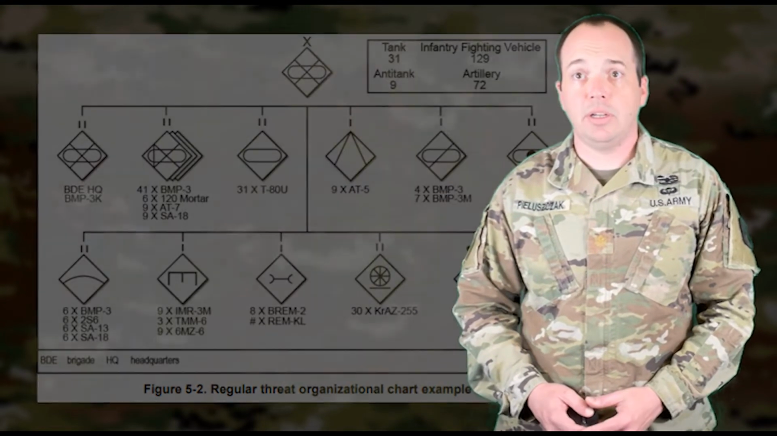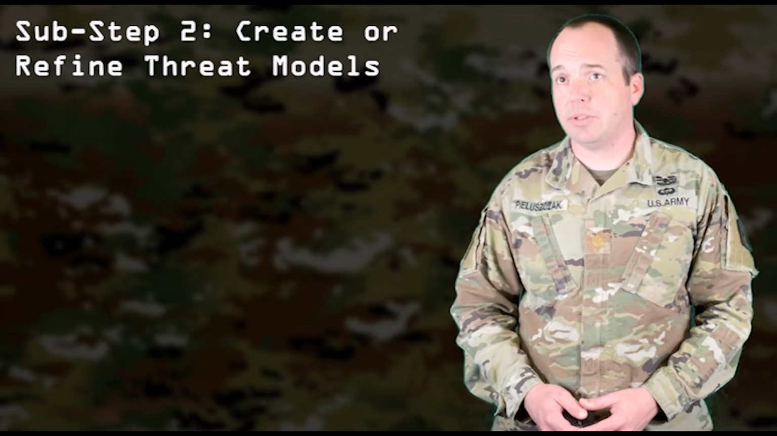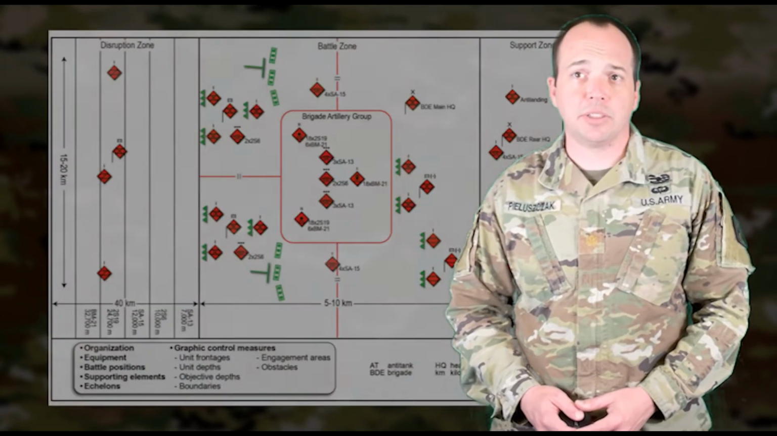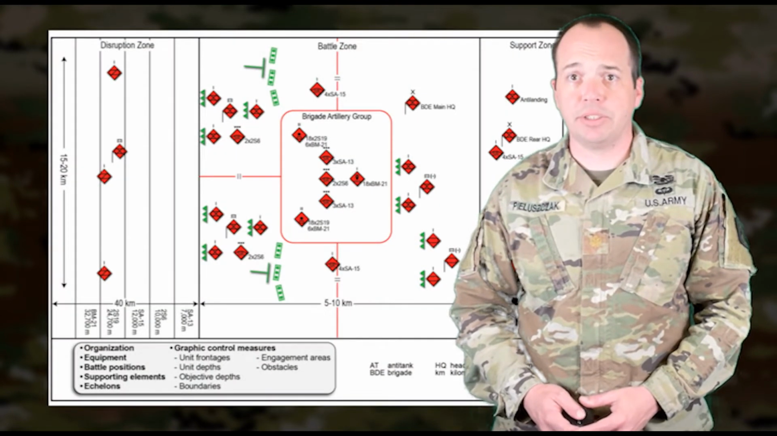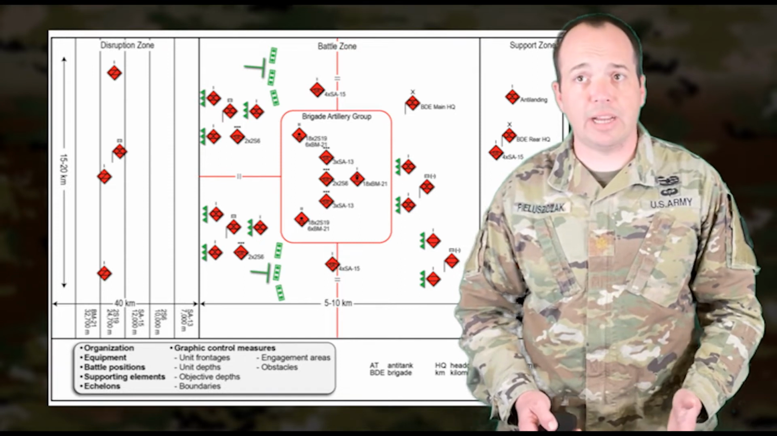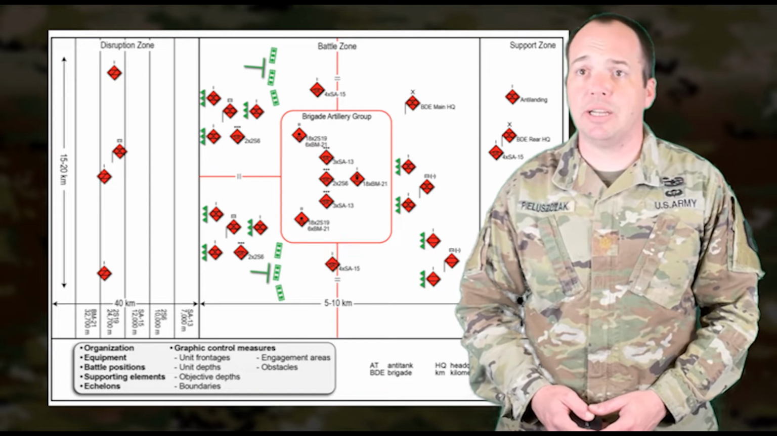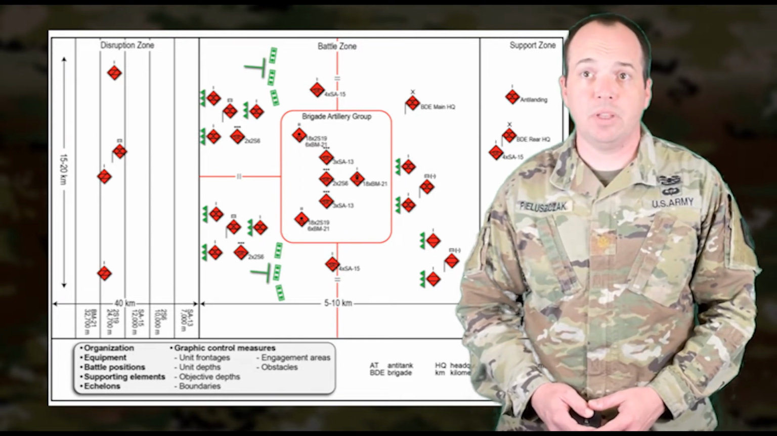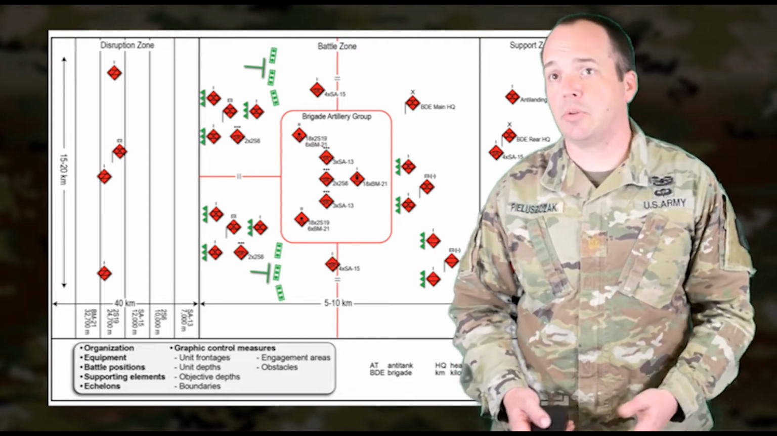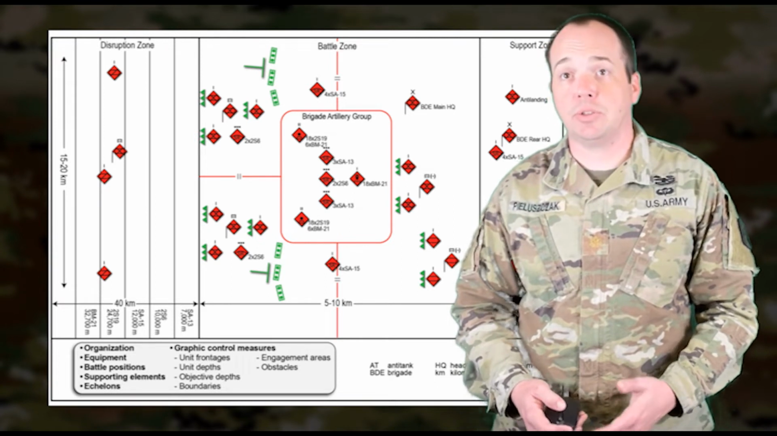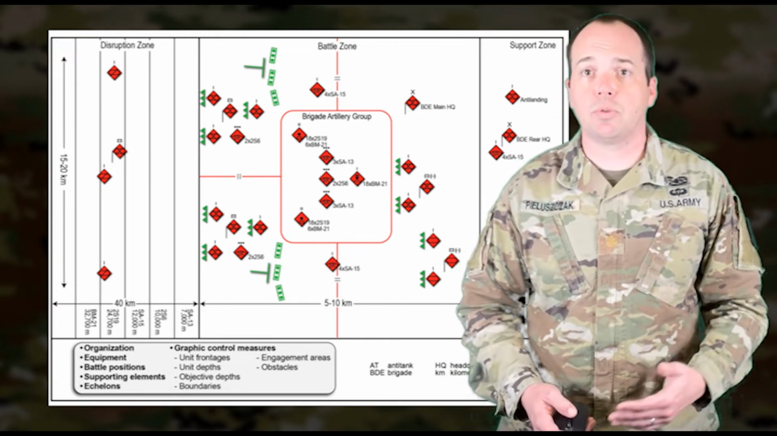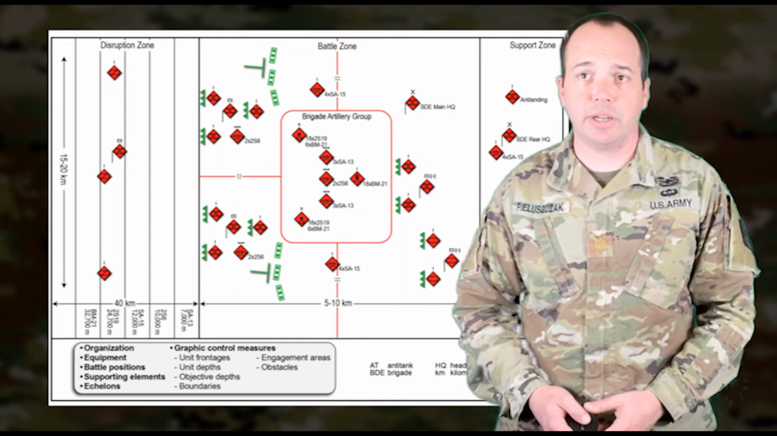Substep 2, create or refine threat models. A threat model is a display of how a threat conducts operations, or their doctrine and tactics, and is adjusted to the current situation with analysis broken down 2 levels from your headquarters. For example, if you're a battalion headquarters, analysis should be down to the platoon level with exception of teams or squads of a unique threat capability.